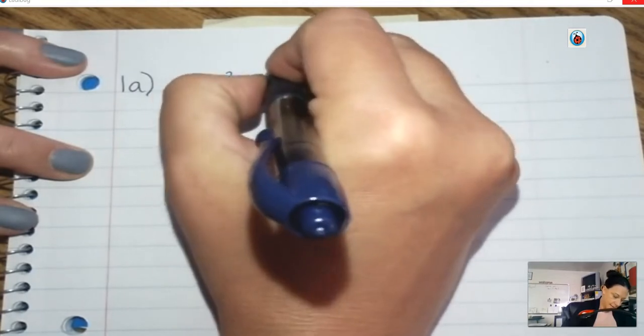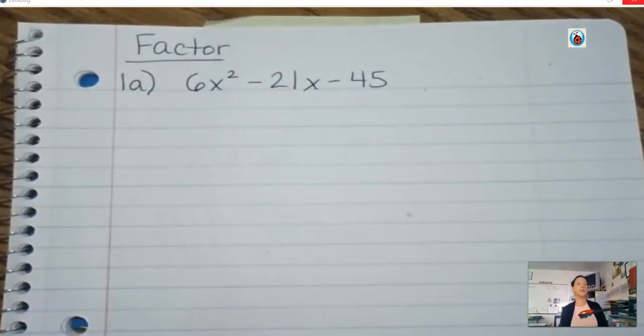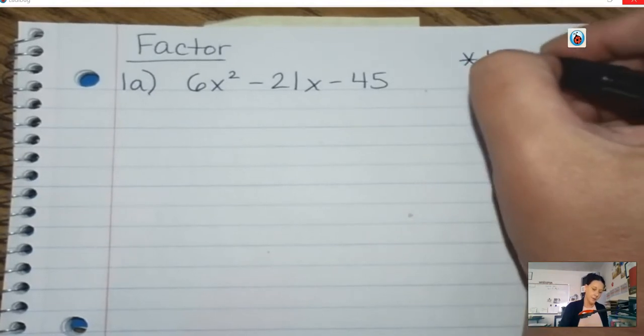This is question 1A. It says to factor 6x squared minus 21x minus 45. If it says factor, I just need the factors listed. That's different than when it says solve. And I noticed when you guys are doing your exit tickets and activities, some of you are getting that mixed up. Okay, we always look for the greatest common factor first.